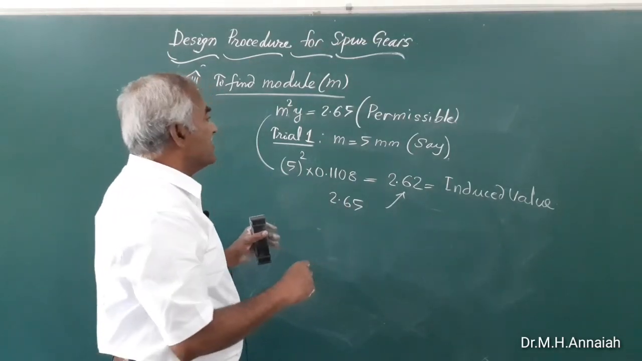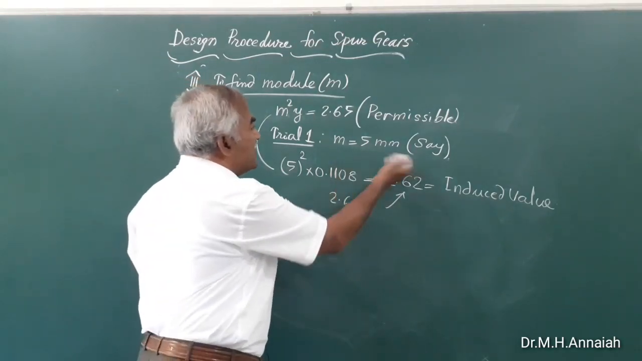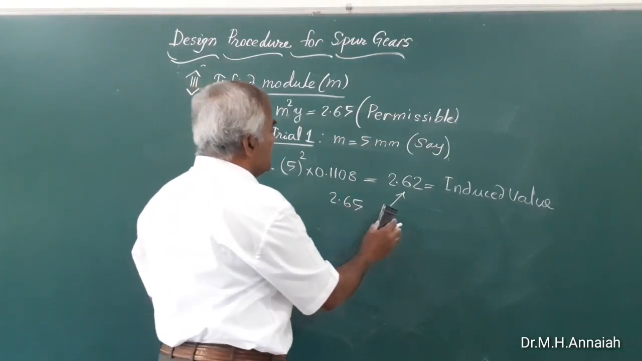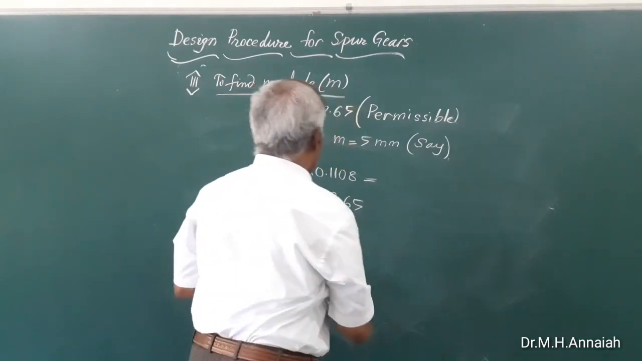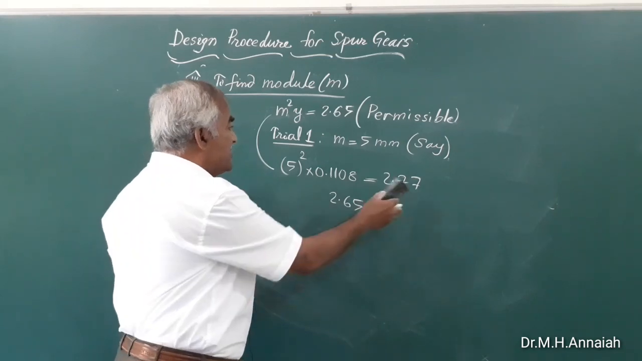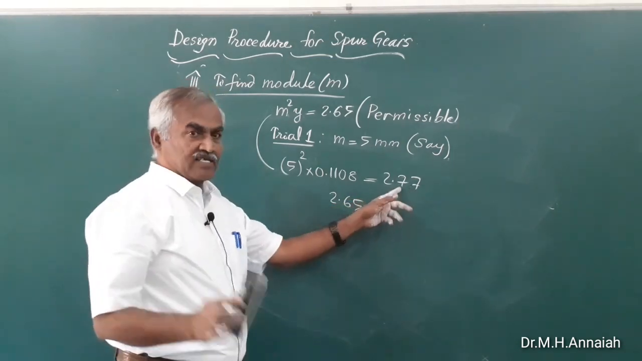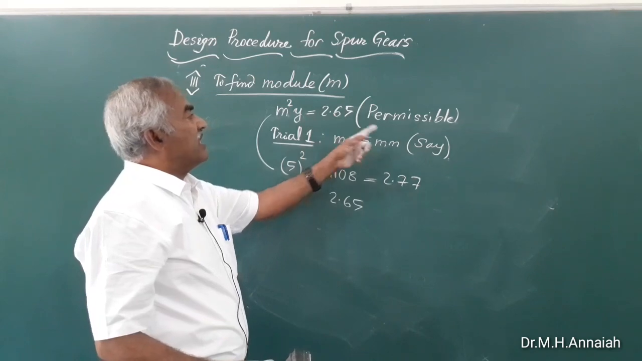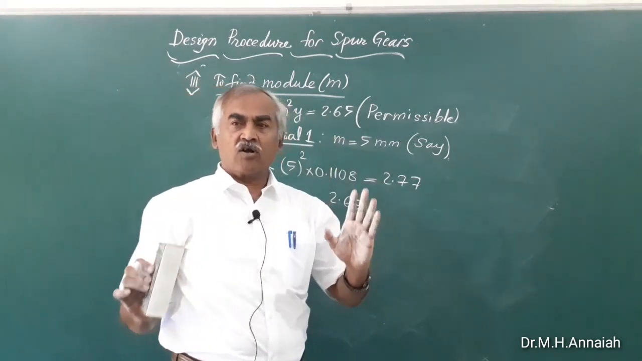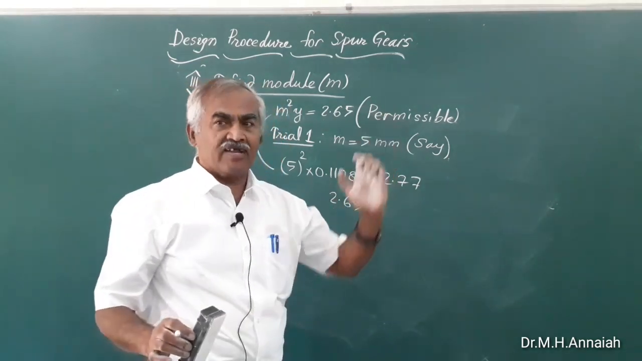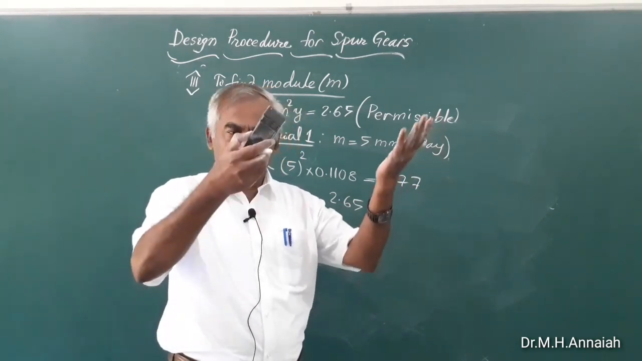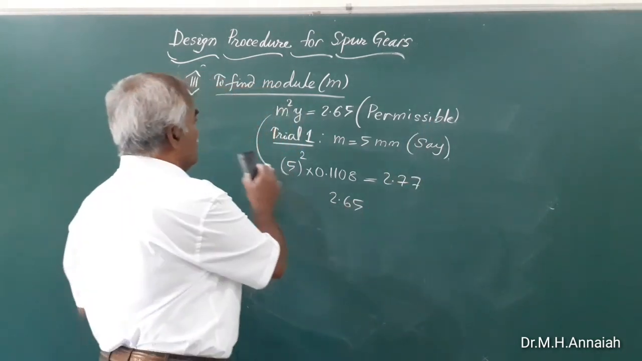For example, in that case what you can do? You can take module is equal to 5 millimeter. Now friends, suppose this works out to a value like 2.77. That means the induced value is 2.77 whereas the permissible value is only 2.65 and hence the design is not safe. So, in that case you will have to reduce the value. So, instead of taking 5 millimeter, you may have to try with a smaller value like 4 millimeter.